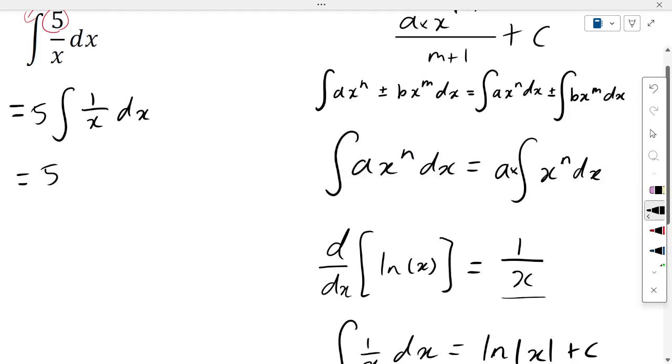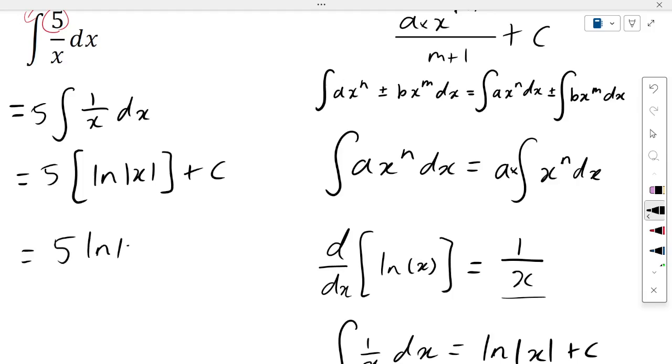So this is going to be 5 multiplied by, and we should know already that the antiderivative of 1 over x with respect to dx is going to be ln of absolute value of x plus c. And then therefore our answer is going to be 5 ln of absolute value of x plus c. There's our answer. Can you see how easy this actually is?